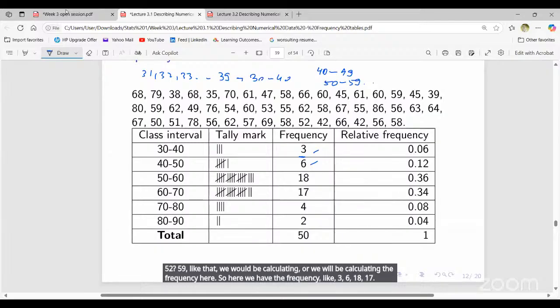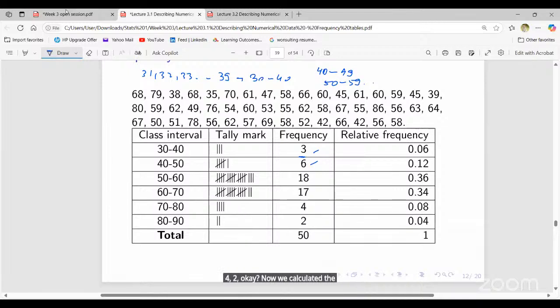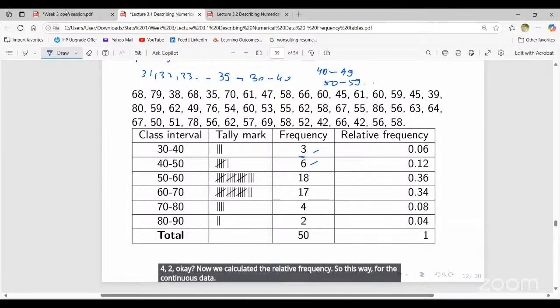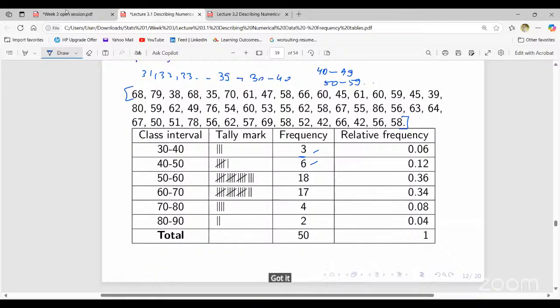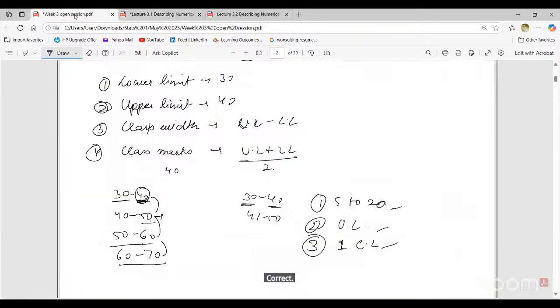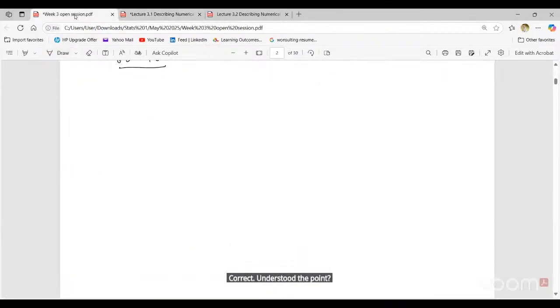Okay. Now we calculated the relative frequency. So this way, for continuous data, if we have big data, we can make intervals, calculate the frequency and the relative frequency. Got it? Yes, ma'am. So 3 by 50, 6 by 50, 18 by 50. Correct. Understood the point? Yes.